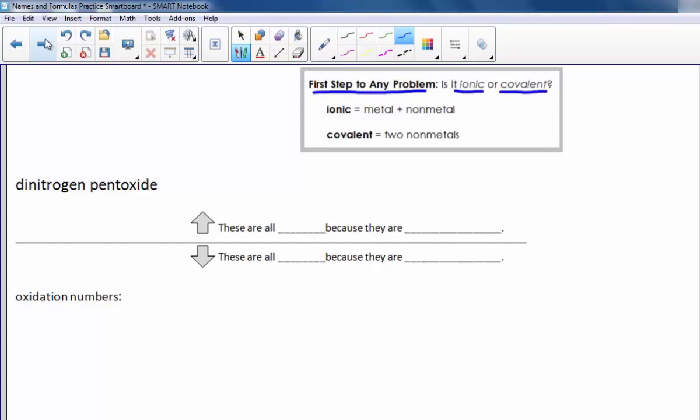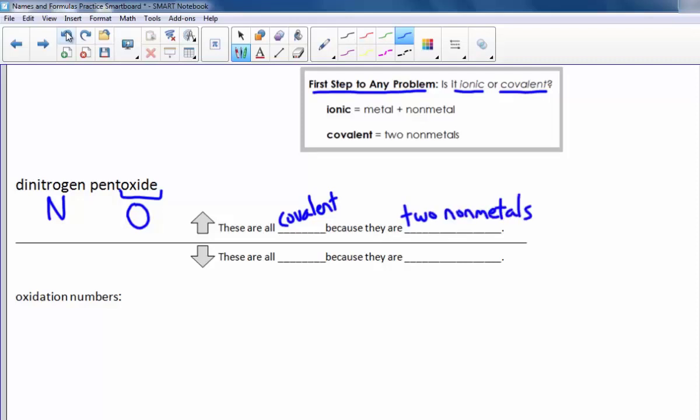Looking at this dinitrogen pentoxide, it's a little tough to figure out which elements we're talking about, but this would definitely be nitrogen for that part of the name. And then oxide down here, that's definitely oxygen. And so we have two nonmetals, and that makes these at the top of the page covalent because they're both nonmetals.